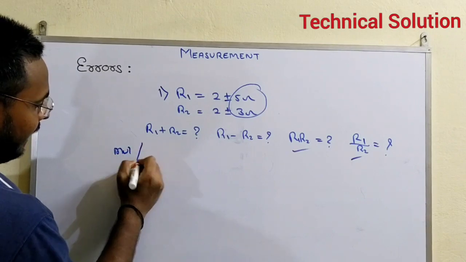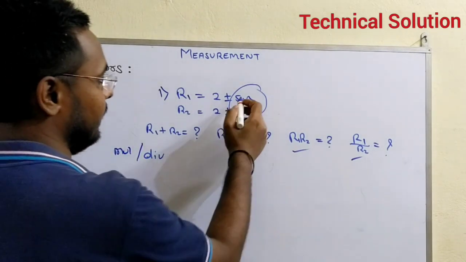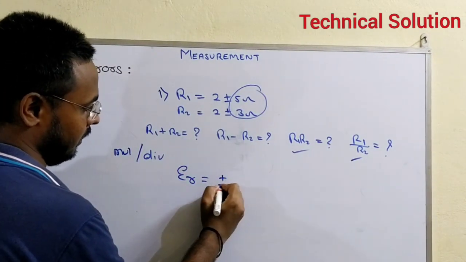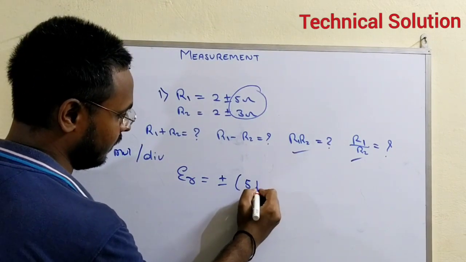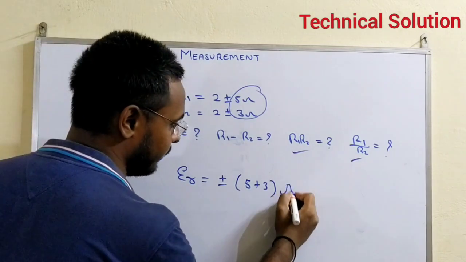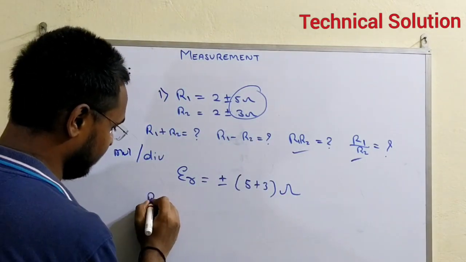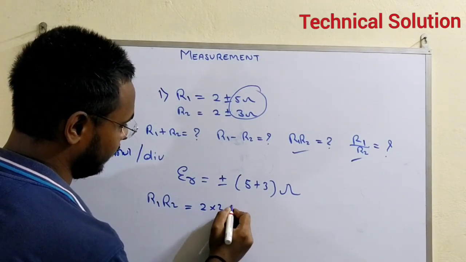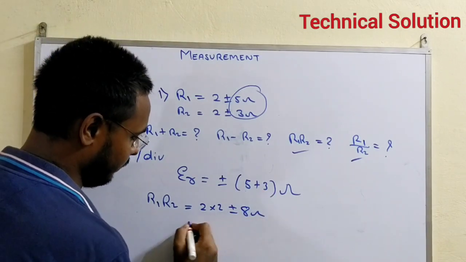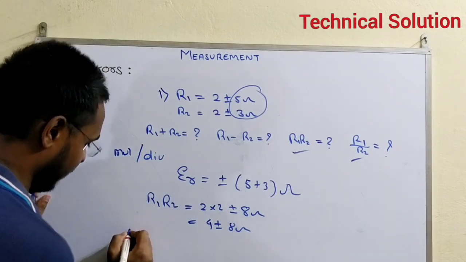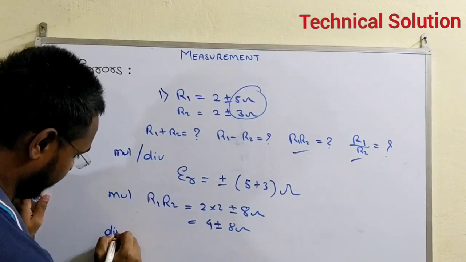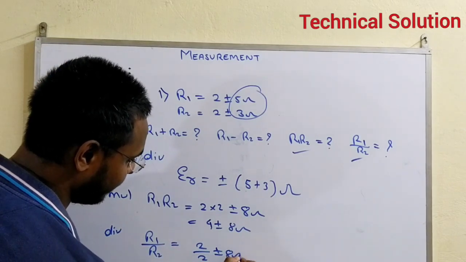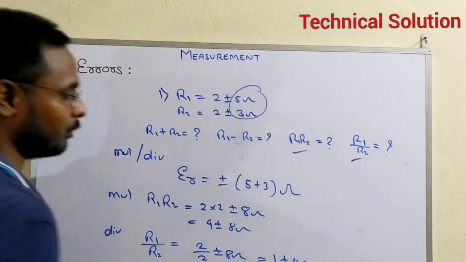For multiplication and division, the limiting error is always added, which means epsilon r equals plus minus 5 plus 3 ohm, right? And for multiplication, when you calculate R1 and R2, it is 2 into 2 plus minus 8 ohm, which means 4 plus minus 8 ohm. And for division, R1 divided by R2 means 2 by 2 plus minus 8 ohm, that is 1 plus minus 8 ohm.